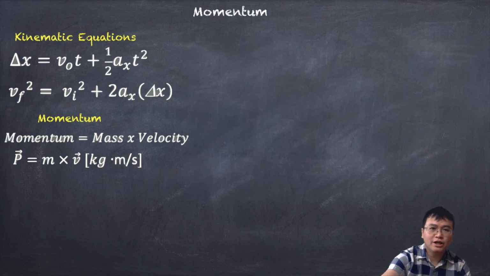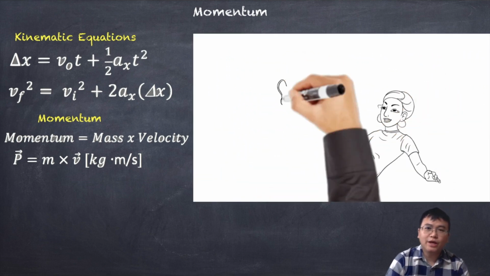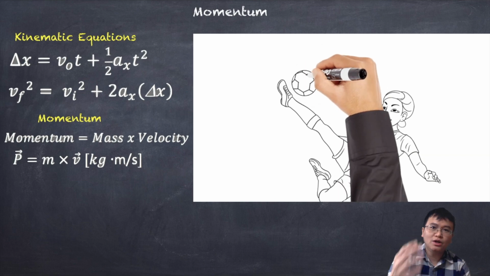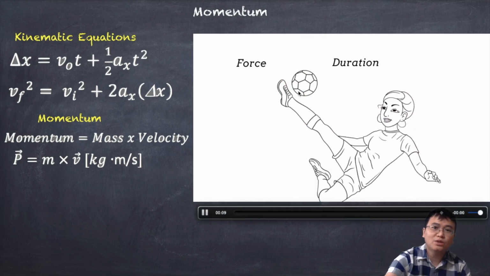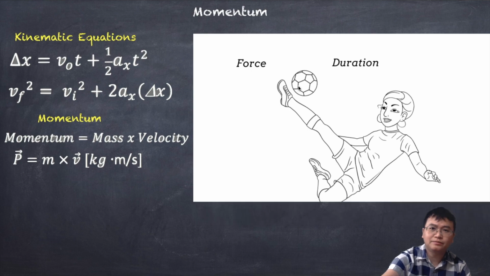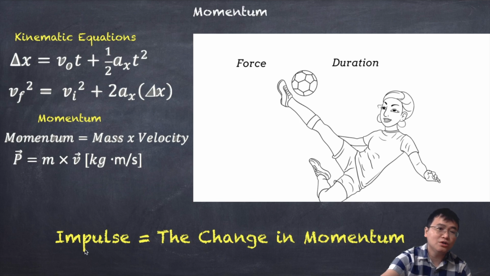So we just learned the definition of momentum, and we have to now look at what happens to the object itself when the force is applied to, for example, a soccer ball, and the duration in which we apply that force. Okay, this is what happens during the collision. So there is a term for that called impulse. Whenever there's a change in momentum, then that by definition is impulse.